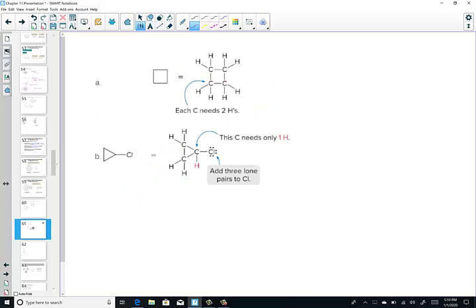And that's exactly what we've shown. We remembered to add hydrogens to each carbon at the junction. And we remembered to add the lone pairs of electrons to the halogen of chlorine.